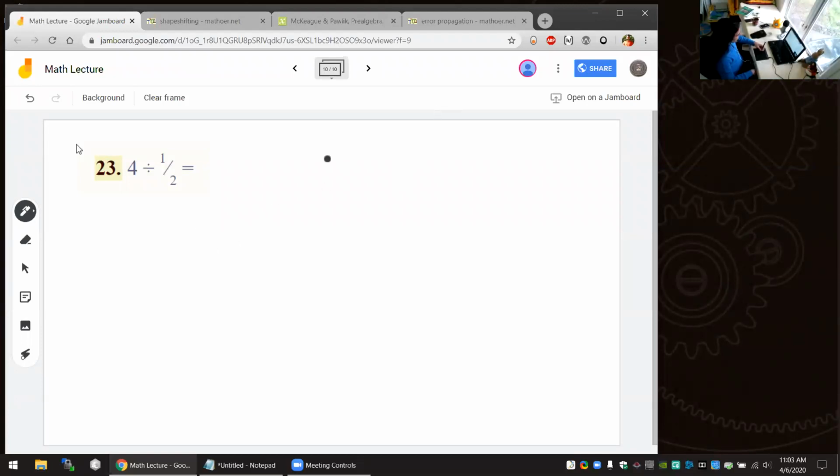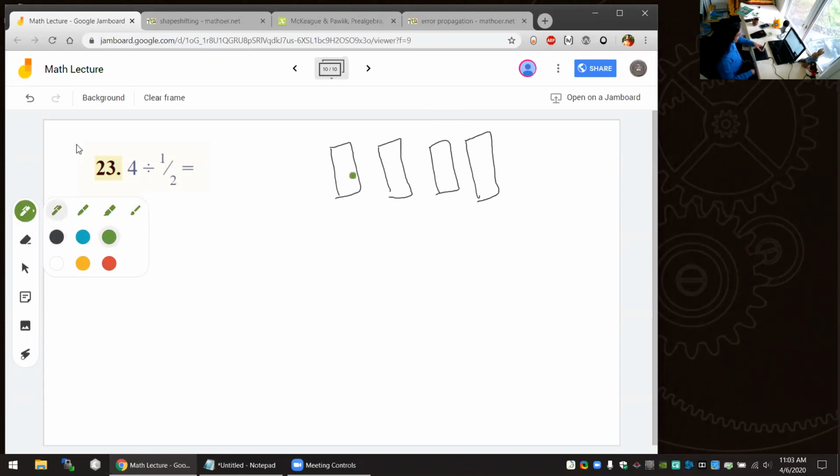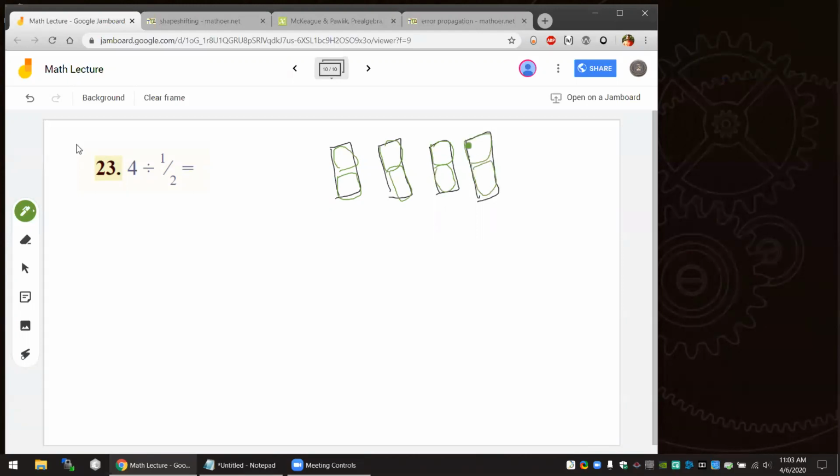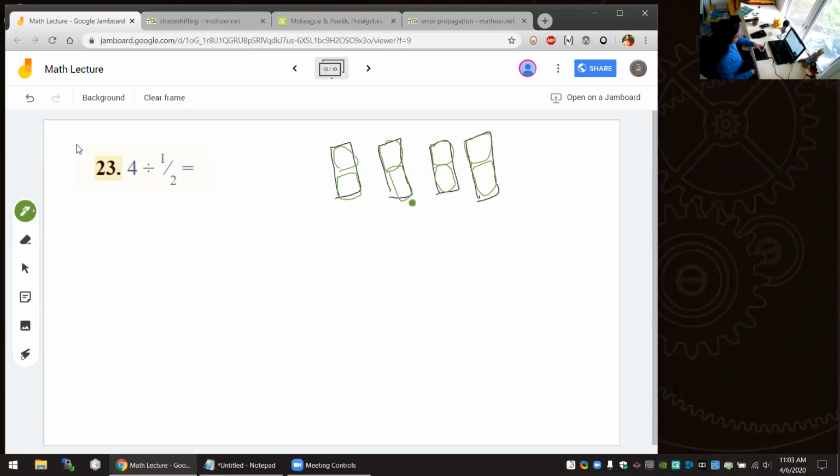I'll try drawing it this time instead of using my paper tickets. So I have 4 tickets. I'm going to cut each one in half. Then how many halves do I actually have? 8.